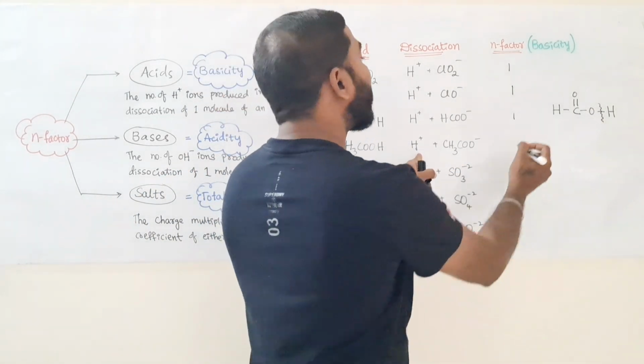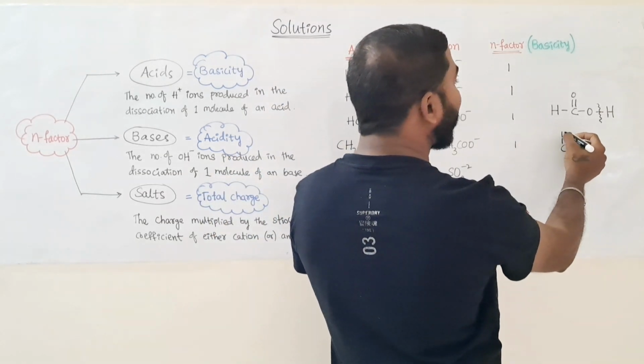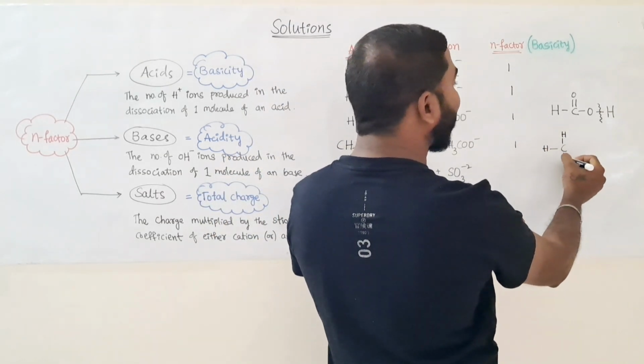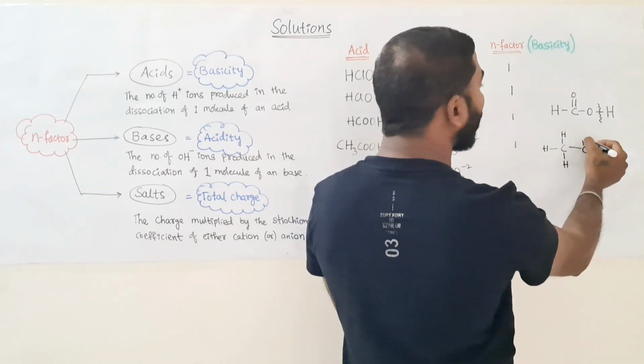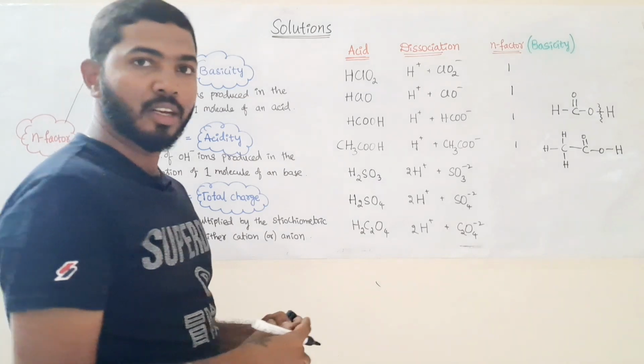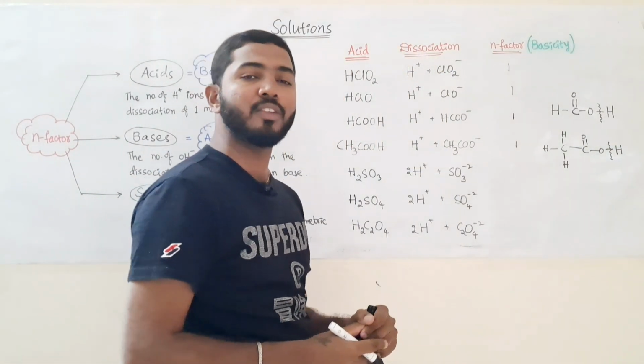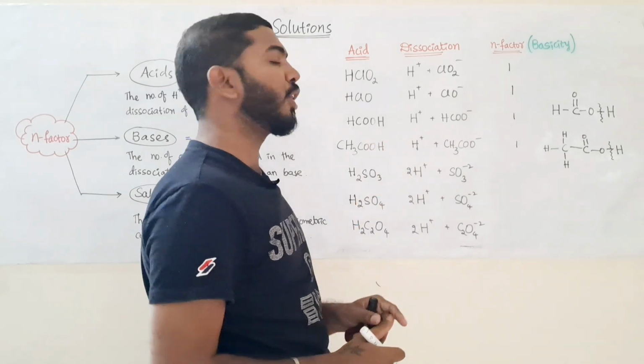Only 1. Why? Because the same type of case is here also. If you look carefully, 3 hydrogens are attached to carbon, and only 1 hydrogen is attached to the oxygen. So that's why only this particular hydrogen can undergo dissociation easily. For that reason, the N factor is going to be 1.